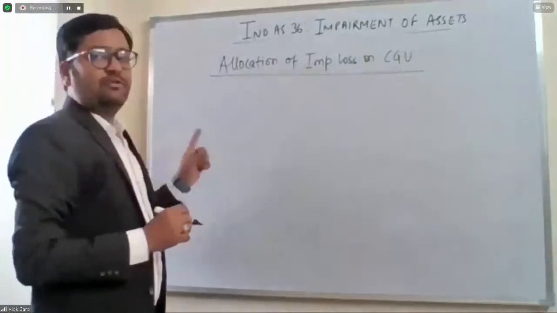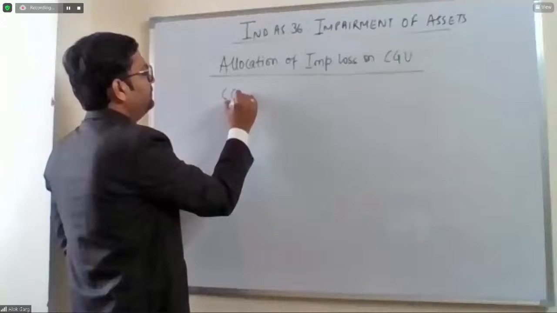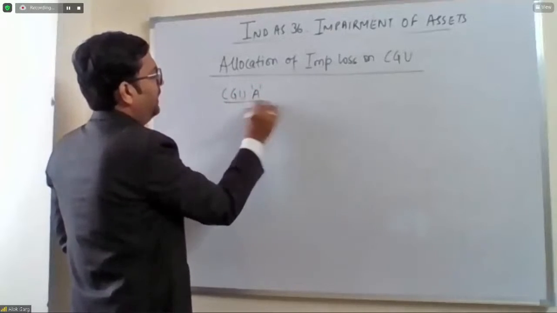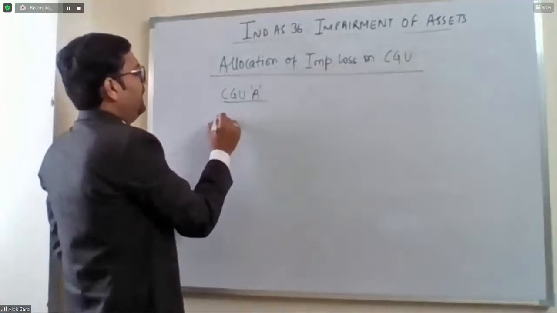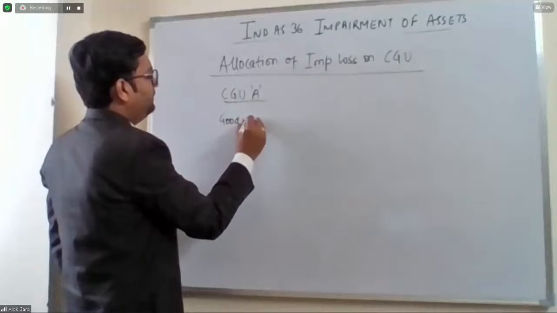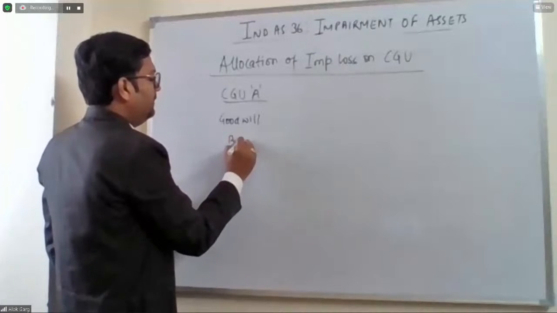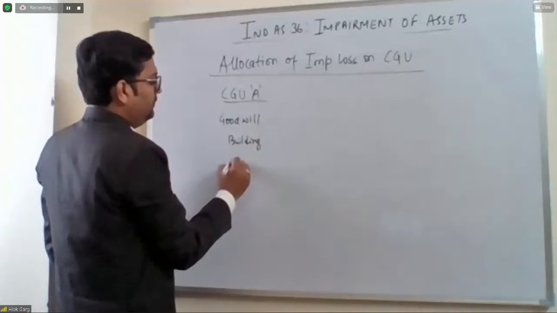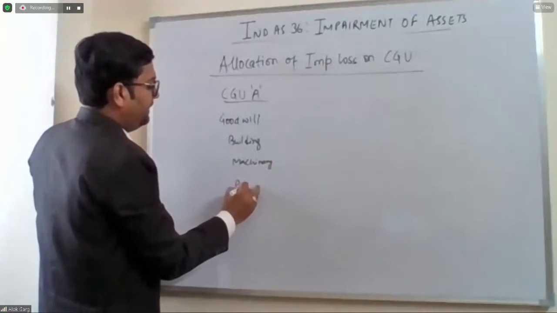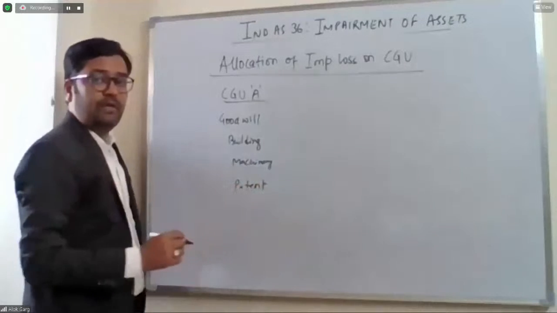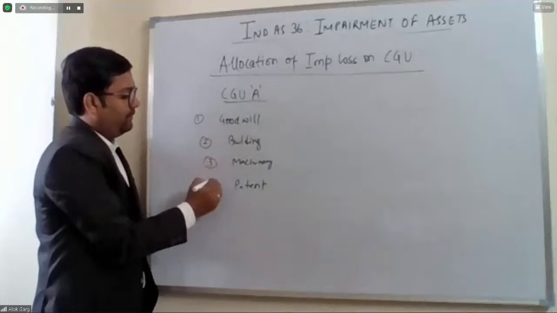So let me explain this concept with the help of an example. For example, there is a CGU A. This CGU A has assets: goodwill, then your building, then your machinery, then your patent. So this CGU has four assets: 1, 2, 3, 4.